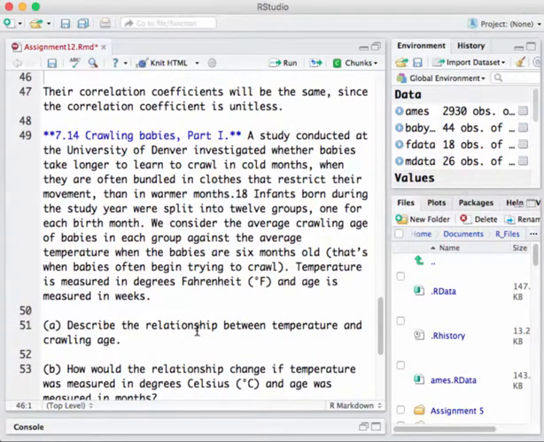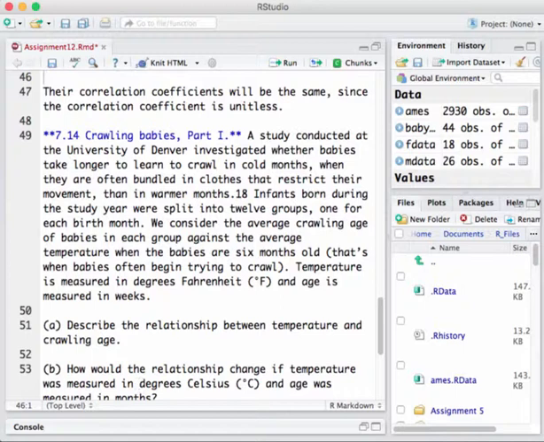The next problem we want to look at is a study conducted at the University of Denver that investigated whether babies take longer to learn to crawl in cold months, when they are often bundled in clothes that restrict their movement, than in warmer months, which is reference 18. Infants born during the study year were split into 12 groups, one for each birth month. We consider the average crawling age of babies in each group against the average temperature when the babies are 6 months old. That's when babies often begin trying to crawl. Temperature is measured in degrees Fahrenheit and age is measured in weeks.